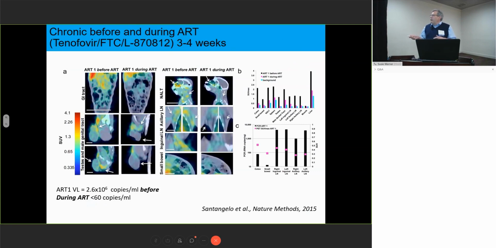This was one of our first studies just under ART. It was just 3 to 4 weeks, but we could easily see decreases in signal, and those decreases compared reasonably well to PCR. Obviously, we're measuring a protein, not RNA, but it was nice to see that they followed each other.